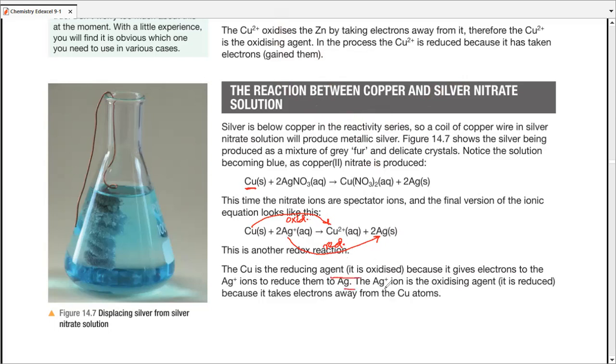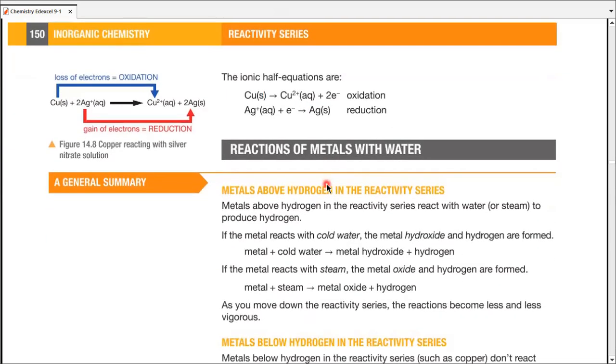The same thing is mentioned over here, which makes copper a reducing agent, and which definitely makes the silver an oxidizing agent. Remember, the oxidizing agent is the one that reduces, the reducing agent is the one that oxidizes. As simple as that. Okay, great. If you understand this, let's move on.